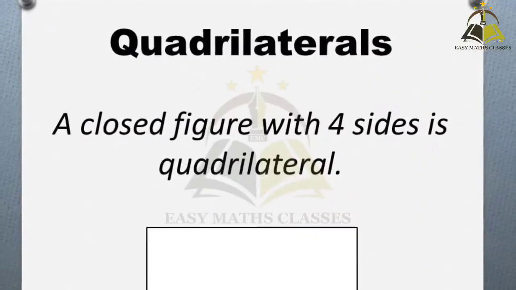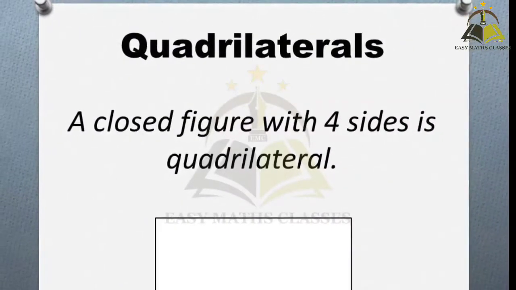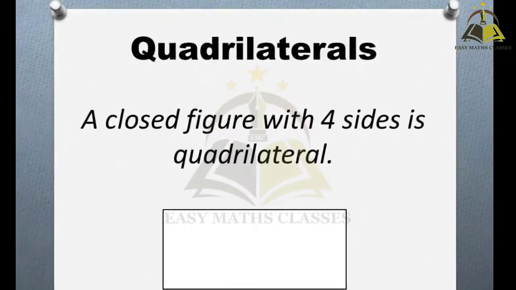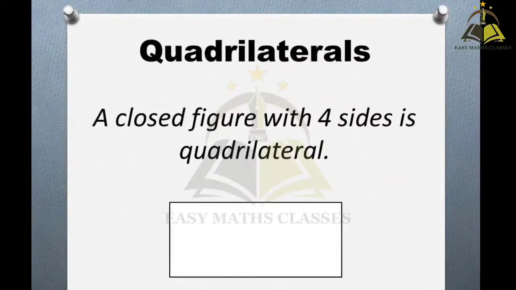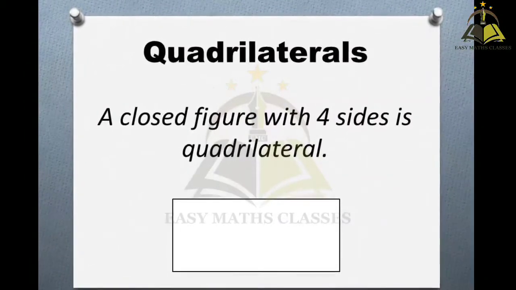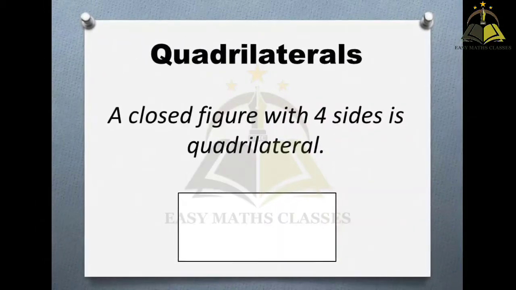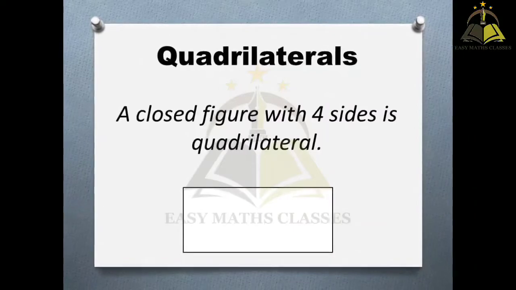A simple definition of quadrilateral is a closed figure with four sides is quadrilateral. ऐसी closed figure जिसके four sides है वो quadrilateral है. Square, rectangle, rhombus, parallelogram, trapezium, kite, these are the types of quadrilateral. So one by one we learn about each type of quadrilaterals.